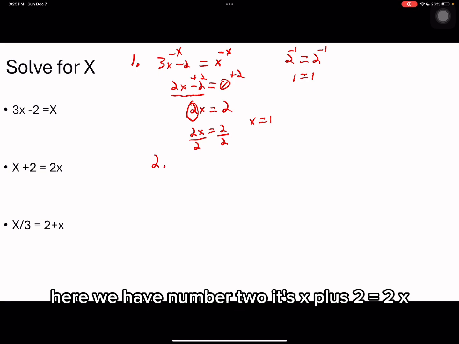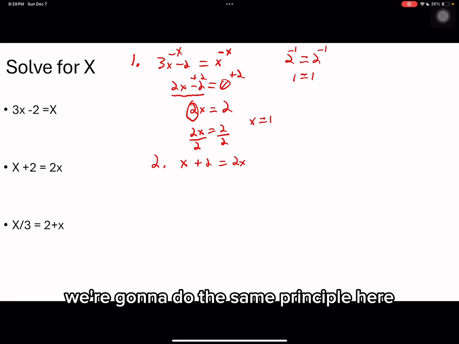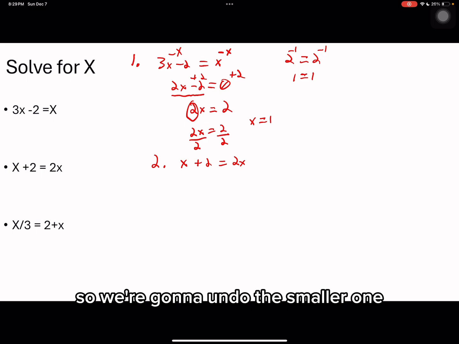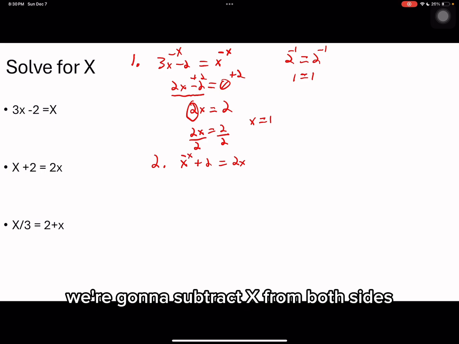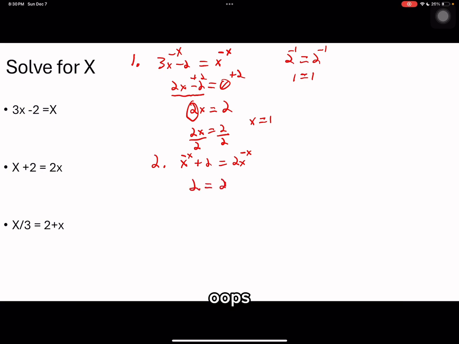Here we have number 2, it's x plus 2 equals 2x. We're going to do the same principle here. Okay, we have a variable on both sides, so we're going to undo the smaller one. We're going to subtract x from both sides. And this is going to leave us with 2 equals x. And that's the end of that one. That's a very quick one.